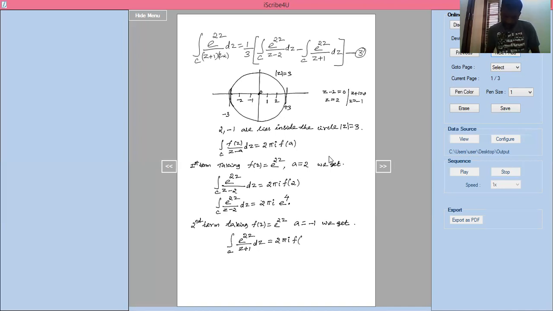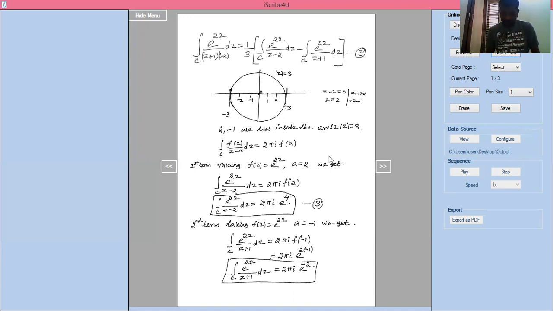What is the value of f of a? It is f of minus 1. Now you will write 2 pi i into f of minus 1. What is that? E power 2 into minus 1, so we write it as 2 pi i into e power minus 2. Now the integration over C of e power 2z divided by z plus 1 into dz is nothing but this. The next one is e power 2z divided by z minus 2. This is the first term expression and this is the second term.